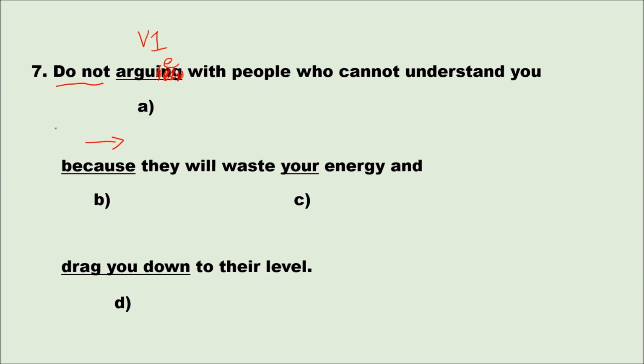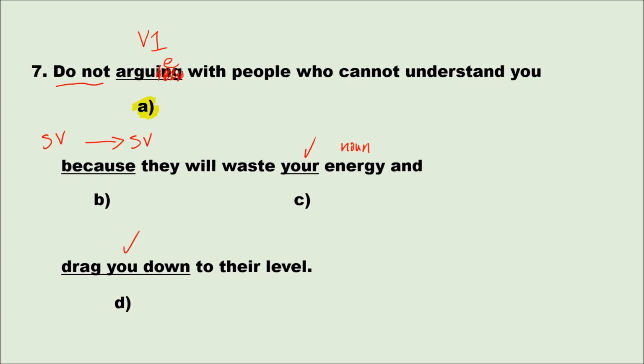So after the subordinating conjunction, you should have a complete sentence. And because implies cause and effect. Here will be the effect, and here will be the cause. C. Energy. What part of speech is energy? It's a noun. And before a noun, we need some form of article or possessive adjective. So your is correct. Finally, drag you down is an idiomatic phrase, which means make you less. Take away from you. Correct.